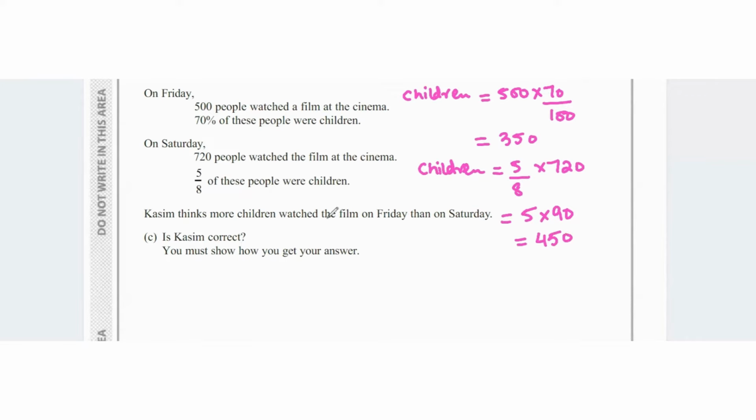Qasim thinks more children watched the film on Friday than on Saturday. Is Qasim correct? As you can see, on Friday, 350 children watched the film, and on Saturday, 450 children watched the film. Qasim is not correct, because on Saturday, 450 children watched the film, whereas on Friday, 350 watched the film.